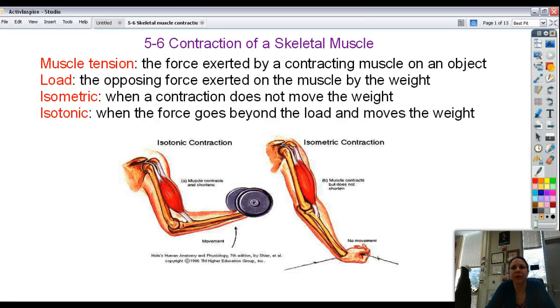Howdy! Here is 5-6, contraction of a skeletal muscle. So starting out with some basics, we have, pick a color I like, there we go, that'll work.